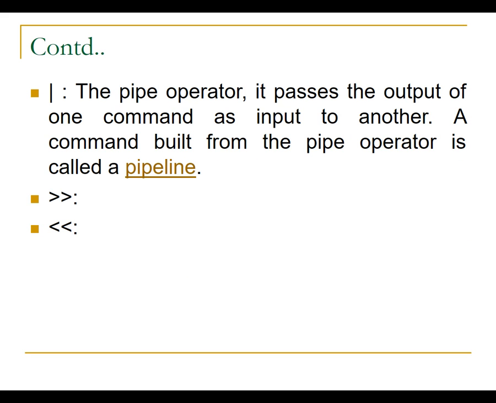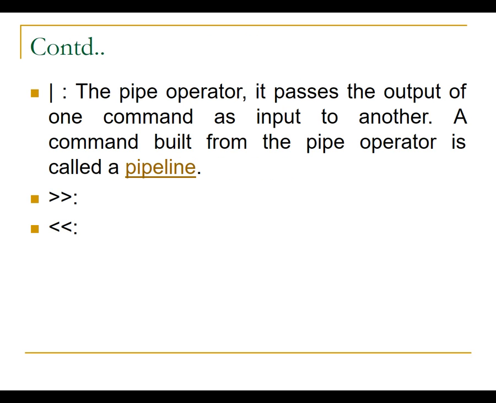Now one more new operator is there, which is called the pipeline operator. This pipeline operator is generally used to join two or more valid Unix commands. We will see it practically later on, but just keep in mind, pipeline operator is used to join two or more valid Unix commands.